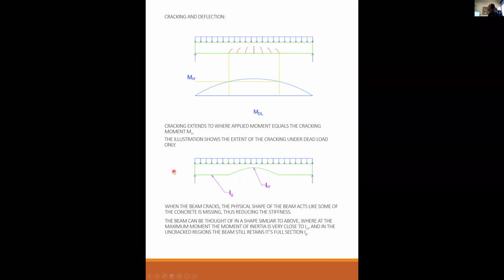The beam can be thought of as a shape similar to above, where at the maximum moment, the moment of inertia is very close to I cracked, and in the uncracked regions, the beam still retains its full section, I gross or Ig.